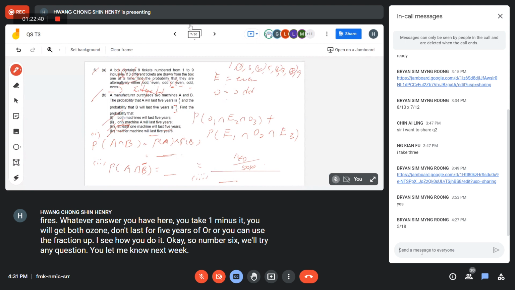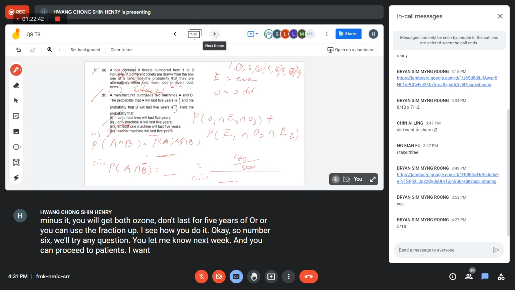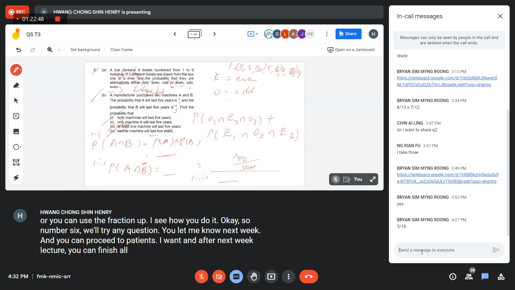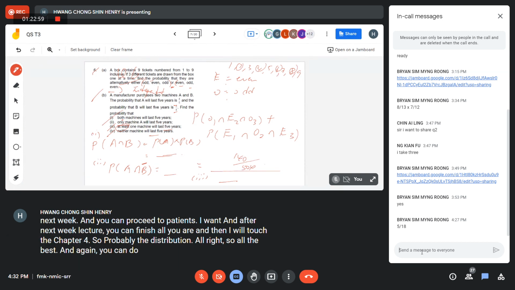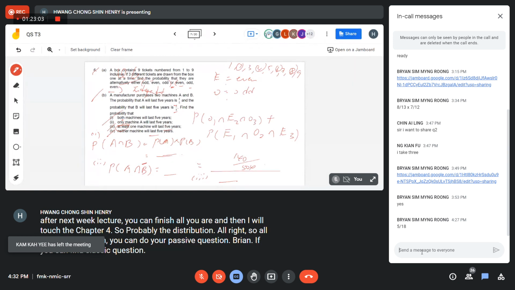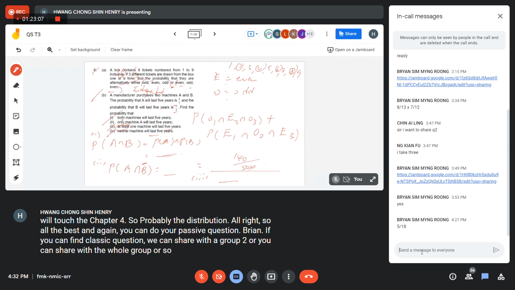And you can proceed to question 7. After next week's lecture, you can finish all of your file. And then I will touch on chapter 4, probability distribution. All right, so all the best. And again, you can do your past year questions. Brian, if you can find past year questions, you can share with your group too, or you can share with the whole group also, Brian.